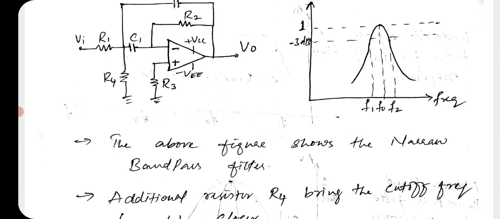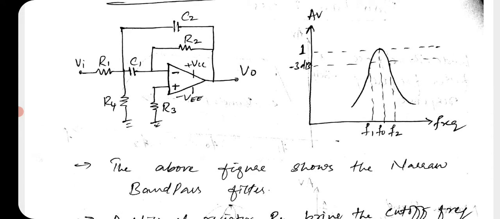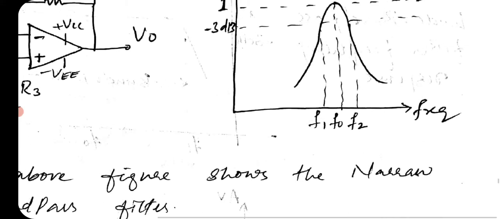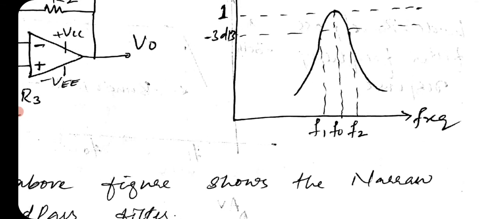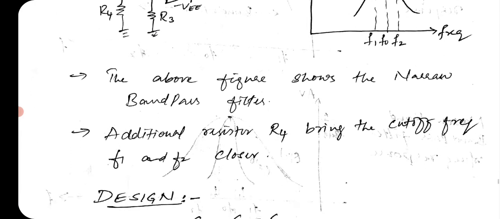The additional resistance R4 brings the cutoff frequencies F1 and F2 closer. What does it mean? By adding resistor R4 to your circuit as shown above, F1 and F2 will come very close to each other in this frequency response. So this makes the response very narrow. That is the purpose of adding R4.